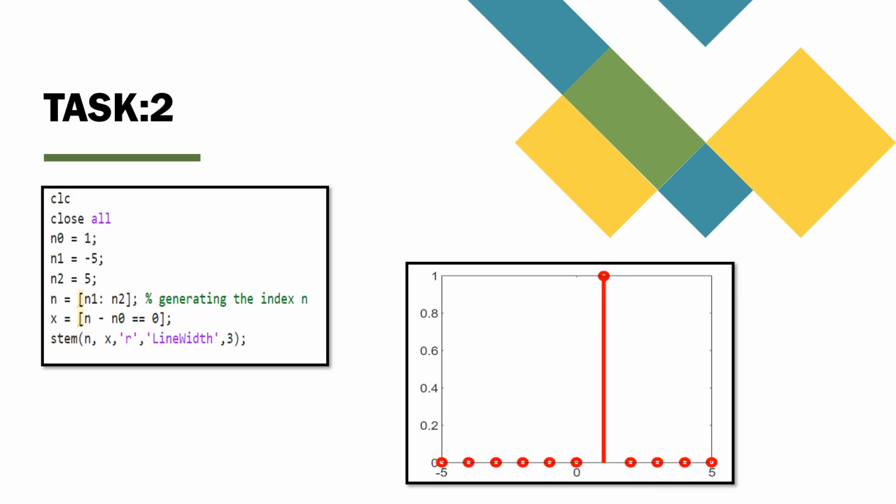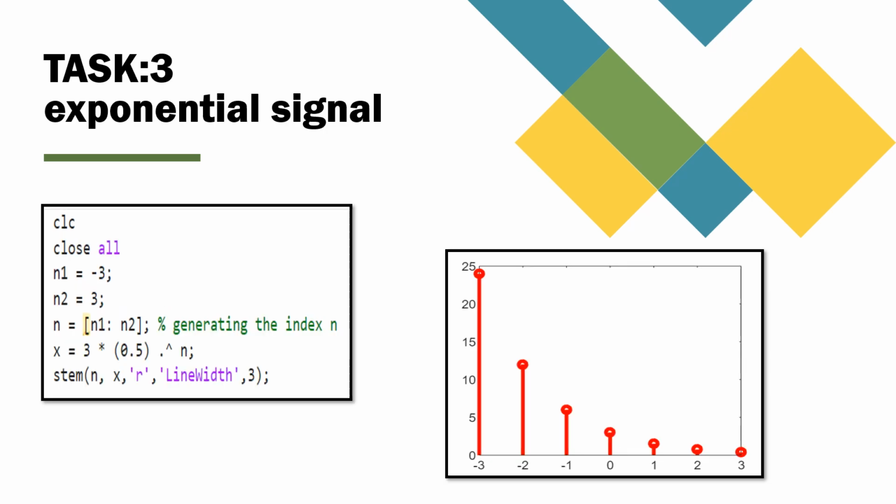In task 2, we are making a unit impulse function and we have taken n0 as a starting point for our function and n1 and n2 are the boundary points. Vector n is generated using n1 and n2 and output x will only be 1 when n minus n0 is equal to 0. In task 3, we are required to generate a decaying exponential function.